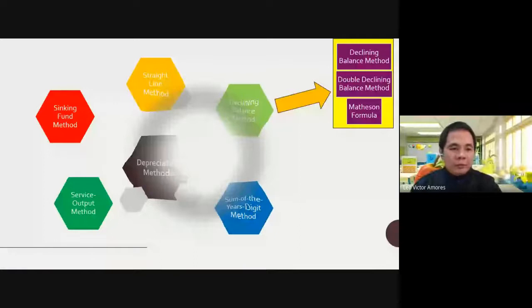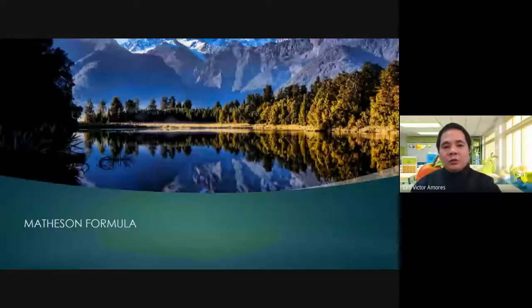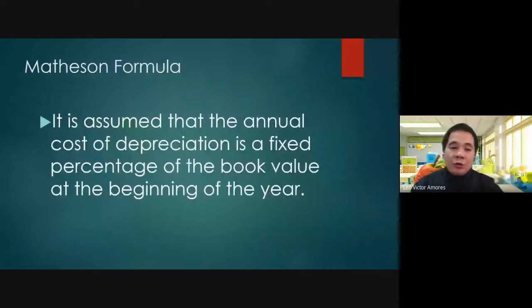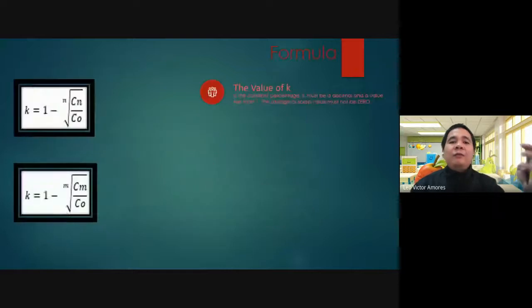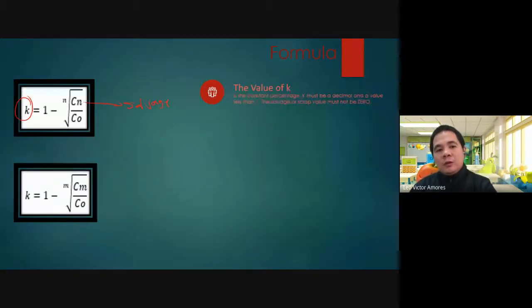So, the next topic would be the Matheson equation. What is the difference between the Matheson equation compared to the declining balance method and the double declining balance method? There is one clear definition: you'll have to compute for the constant percentage wherein you'll have no more adjustments at the end of the service life. That is referred to as your K. Your CN is your salvage value and your CO is your first cost.